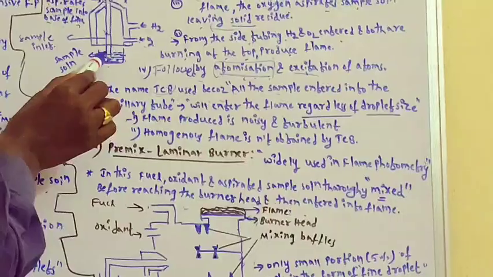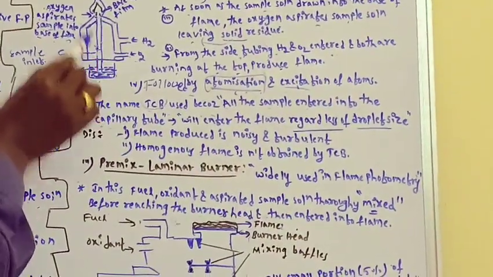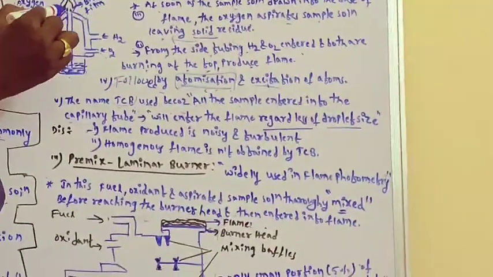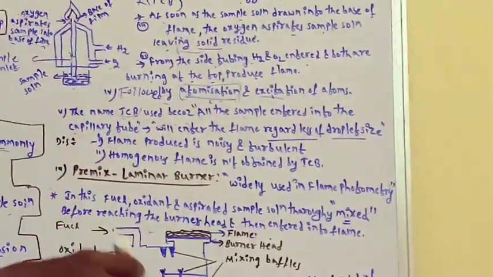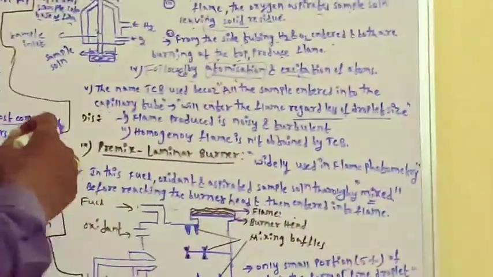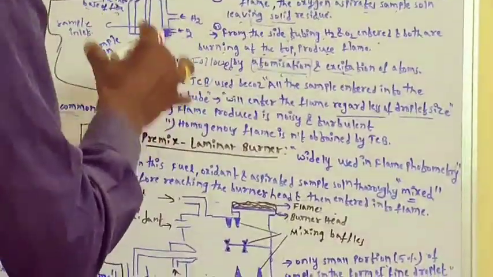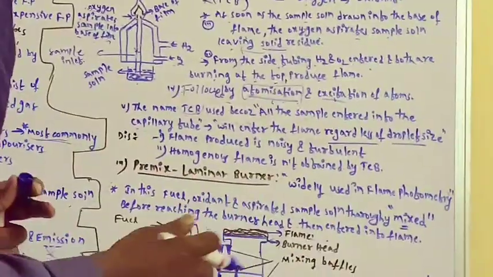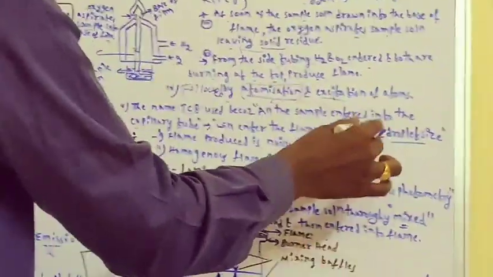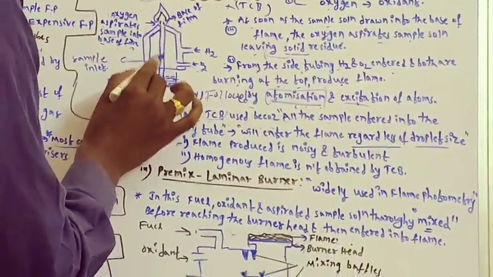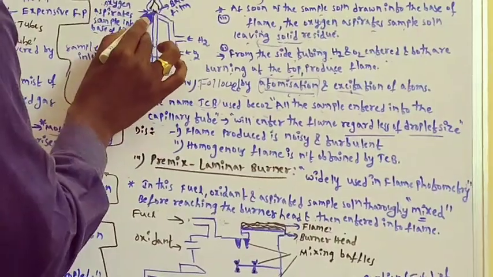Here, all the sample entering the sample inlet reaches the flame regardless of droplet size. In other burners, only small droplets reach the flame and larger droplets drain away. In this total consumption burner that does not occur. Regardless of droplet size, whatever sample enters the inlet reaches the flame.